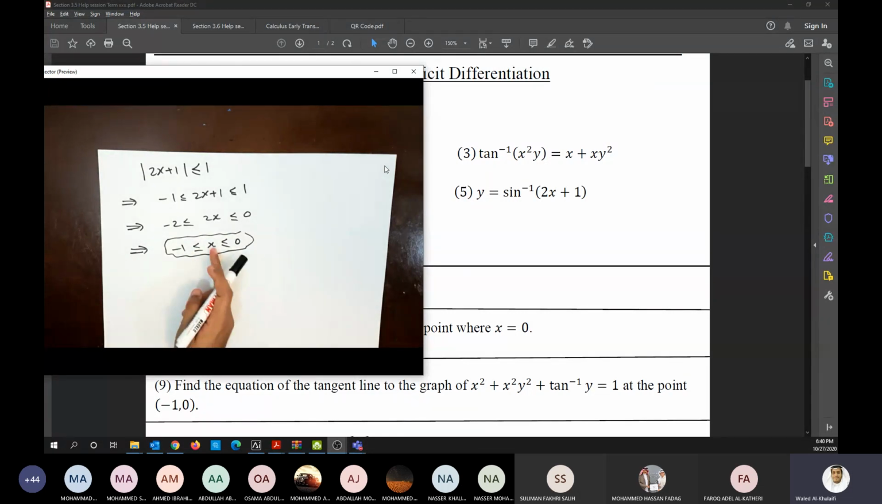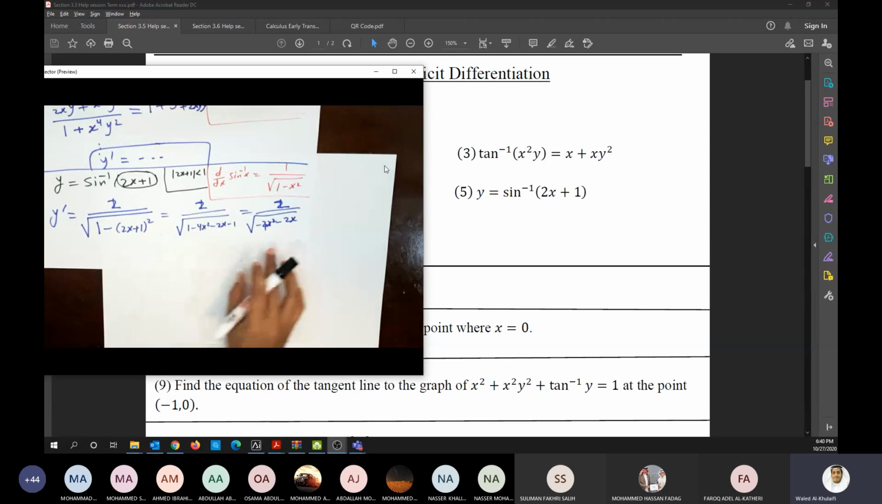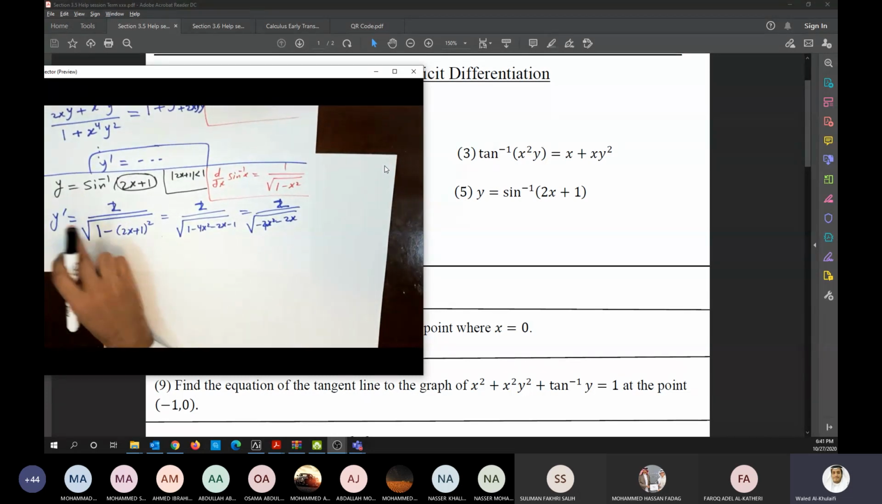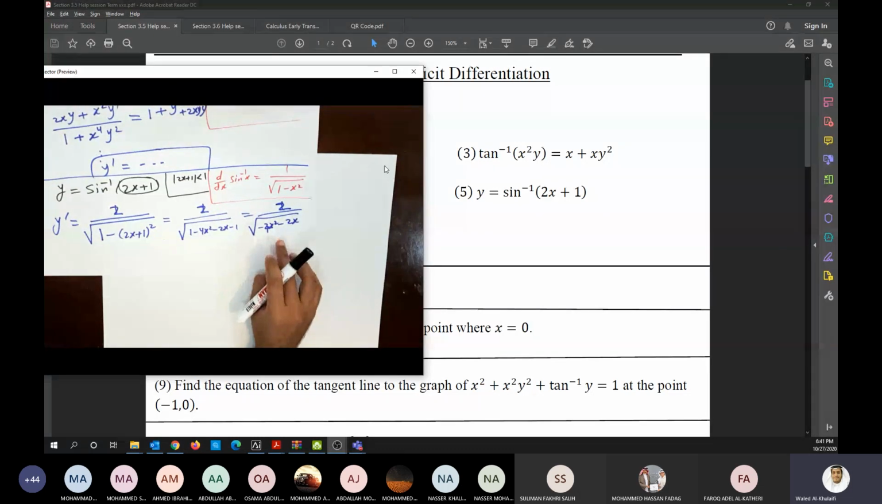Now, as you see, guys, x is taken between 0 and negative 1. So it is a non-positive number. So here, we don't have a problem. But actually, because we're taking the derivative, we cannot take x to be 0. We cannot take x to be 0 here, guys.